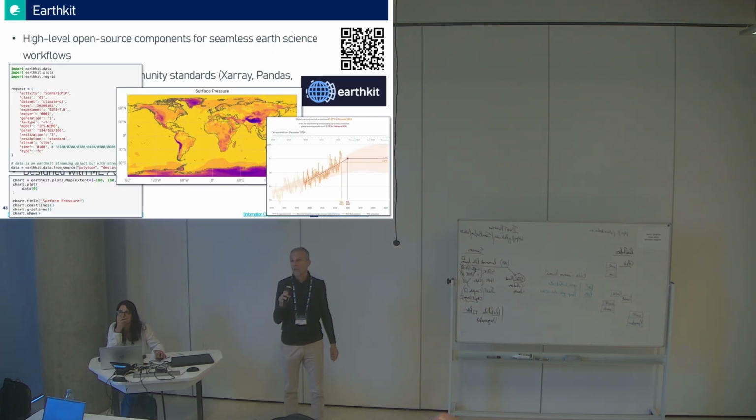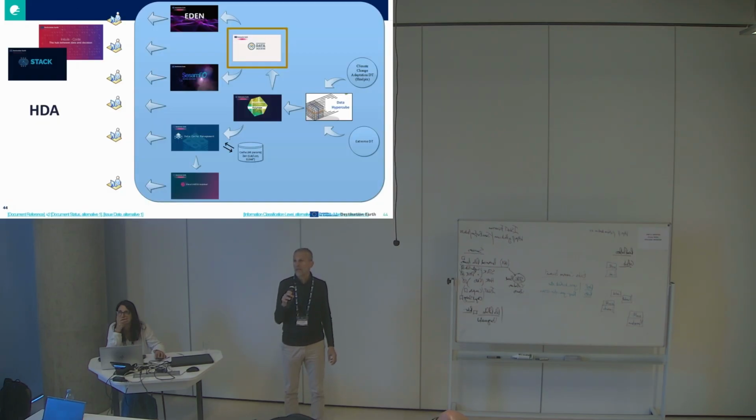Here you see an example, a plot. And it works quite nicely with all the data. So the climate DT, extreme DT, but all the other data sets that we have, they are mostly integrated with EarthKit. You can plot. Go to the next slide.